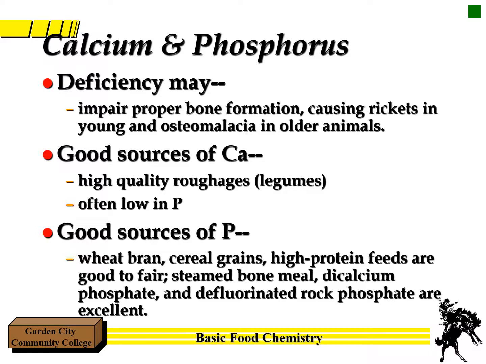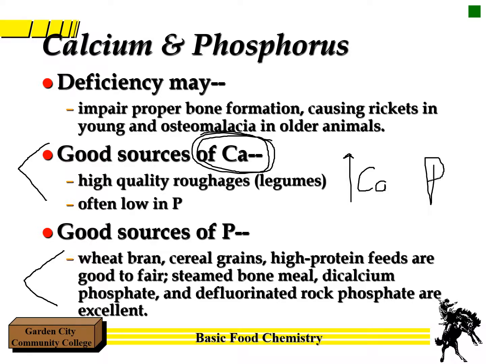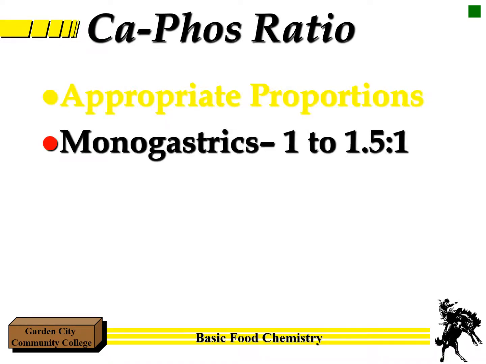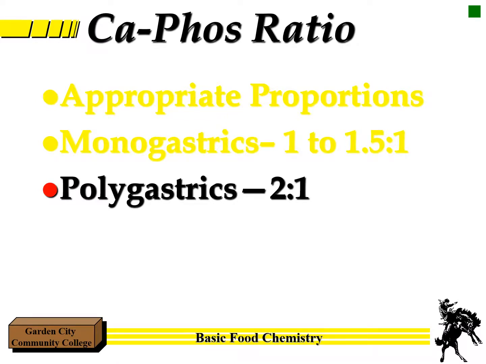So the problem is a lot of things that you'll find are really high in phosphorus. There's not a lot of things that are really high in calcium. So most of the time for livestock, it's actually about supplementation of calcium to get it at a higher level than your phosphorus, which needs to be right at or slightly below. So again, monogastric somewhere from 1 to 1.5 to 1. Just want to make sure. And any polygastric, like a ruminant animal, 2 to 1. Okay, ratio of calcium to phosphorus.